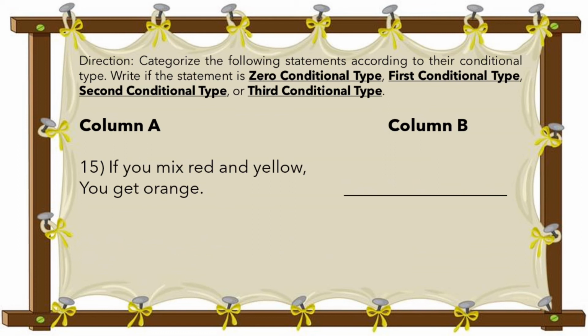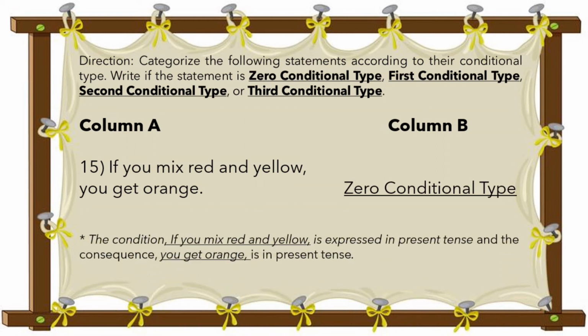Last one. If you mix red and yellow, you get orange. Your answer is very good. It's zero conditional type. The condition "if you mix red and yellow" is expressed in present tense, and the consequence "you get orange" is in present tense.